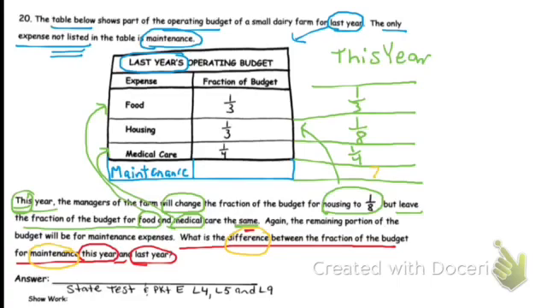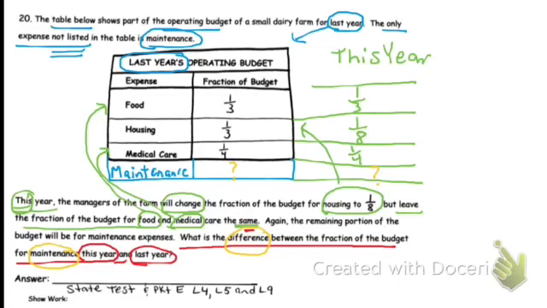Well, if I look up into this year's table, I don't know what maintenance is for this year, so I'm going to have to figure that out. And compared to last year, if I look up at last year's table under maintenance, I don't know what maintenance is, so I'm going to have to figure that out too. So it looks to me like the first thing I'm going to need to do is figure out the maintenance for both last year and this year, and then I can find the difference.